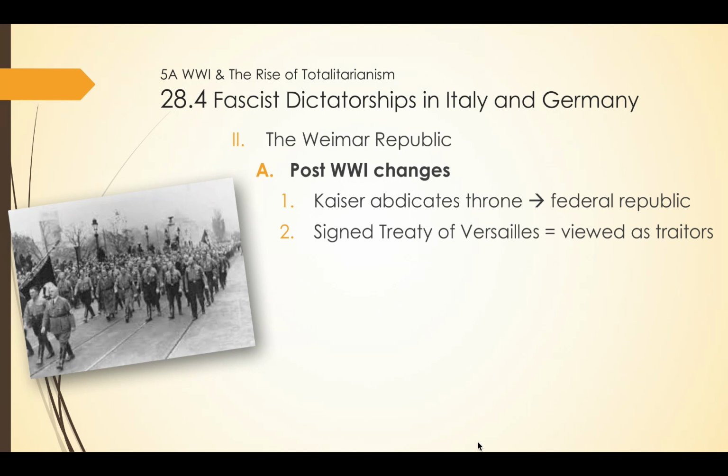From the very beginning, this government was unpopular because it had signed and agreed to the humiliating conditions of the Treaty of Versailles. And many Germans viewed this act by this brand new government as an act of treason, and they saw their political leaders as traitors as a result. The Weimar Republic also struggled to deal with the numerous and devastating economic issues that were caused by the Great Depression, such as unemployment and hyperinflation, which we talked about earlier.